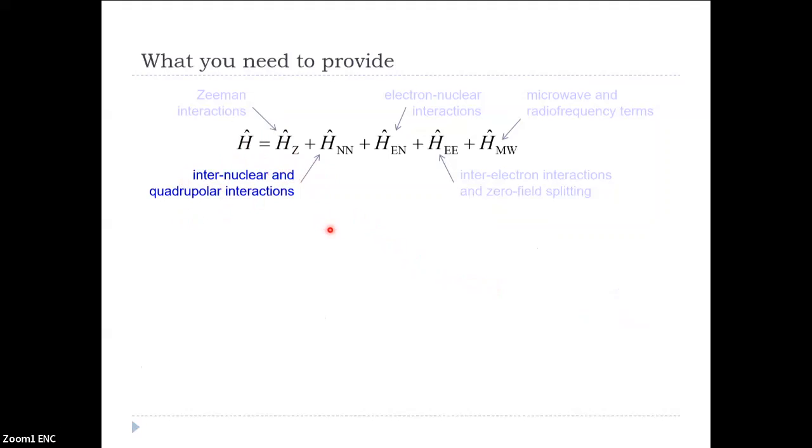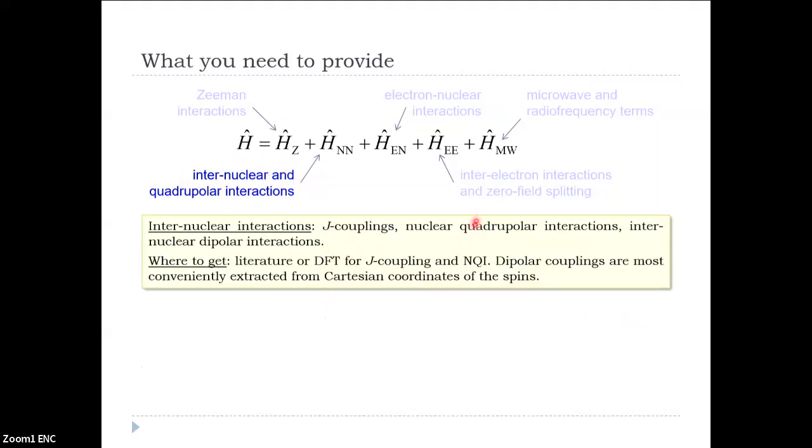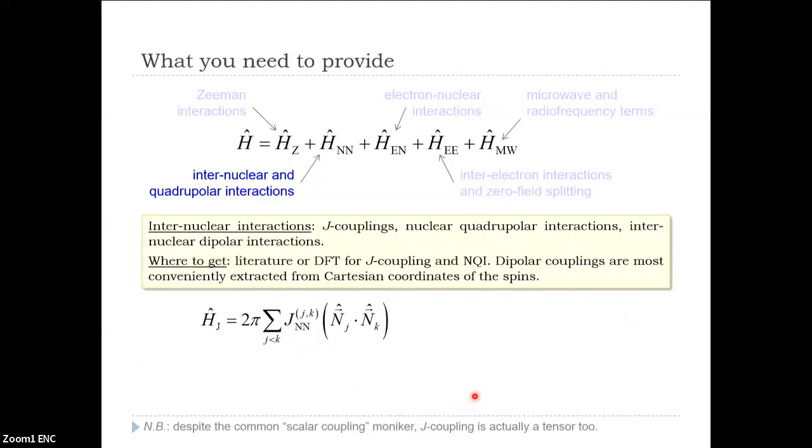Okay, so internuclear and quadrupolar interactions, J couplings and QIs, dipole-dipole couplings are of course worked out from just distances. There's a J coupling and the scalar product of two sets of operators.